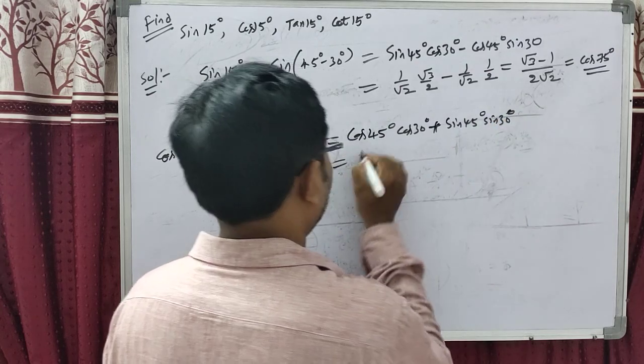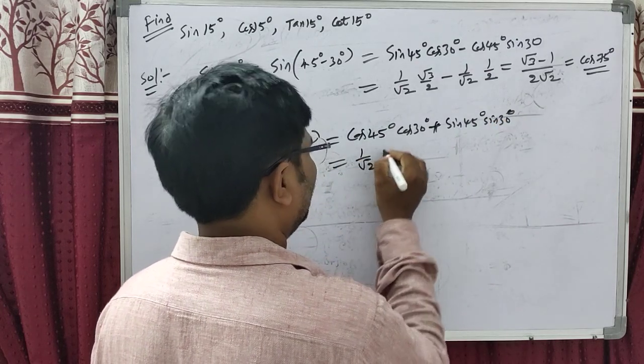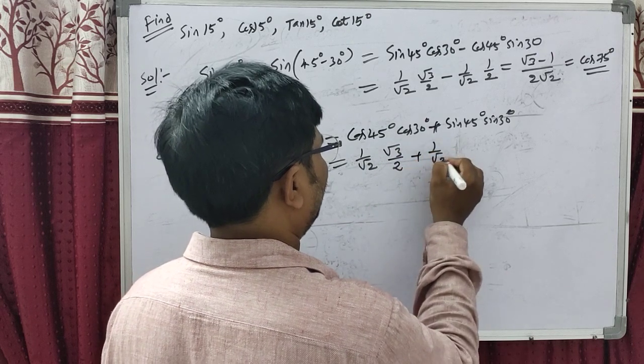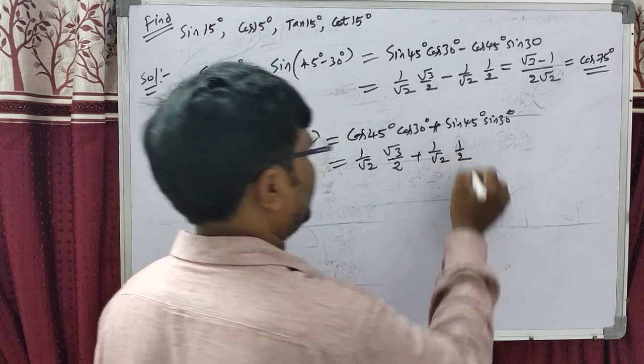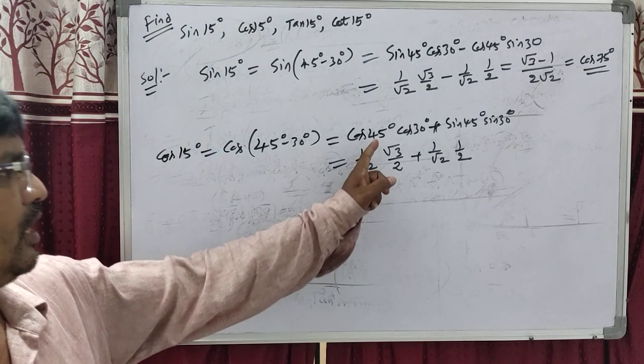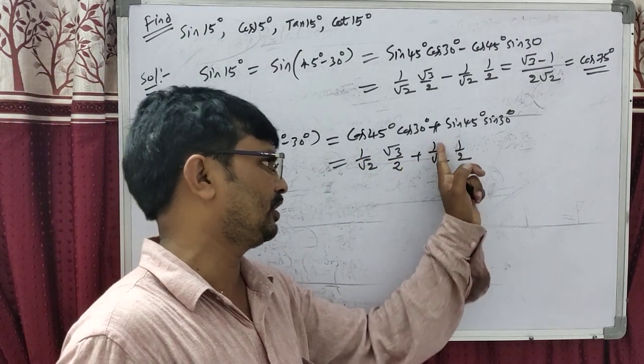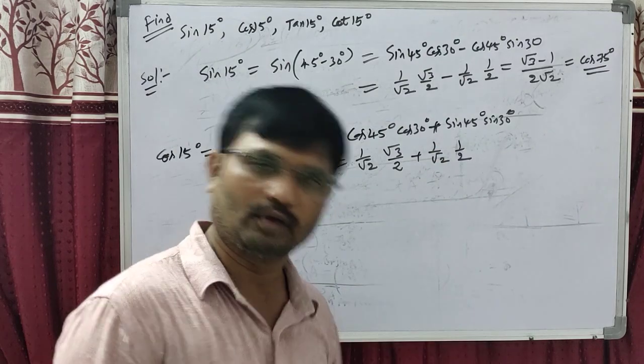Dear students, cos 45 is 1 by root 2. Cos 30, we know, is root 3 by 2. Sin 45 is 1 by root 2. Sin 30 is 1 by 2. These are the values: cos 45, 1 by root 2; cos 30, root 3 by 2; sin 45, 1 by root 2; sin 30, 1 by 2.